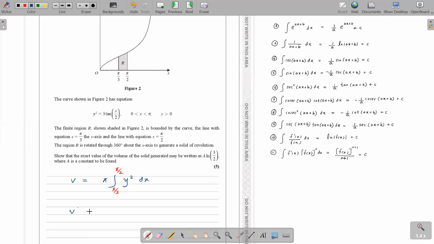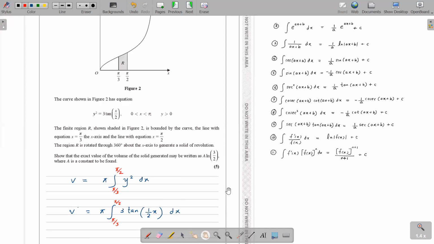Then I get here volume equals pi. Y squared is directly given to you. You don't need to square the function because this is already y squared. Okay, so 3 tan x over 2, or 3 tan half x in other words. Shall I write it as half x? Okay, and with respect to x, limits are pi over 3 to pi over 2. And then what do we do? Now it's time to integrate.